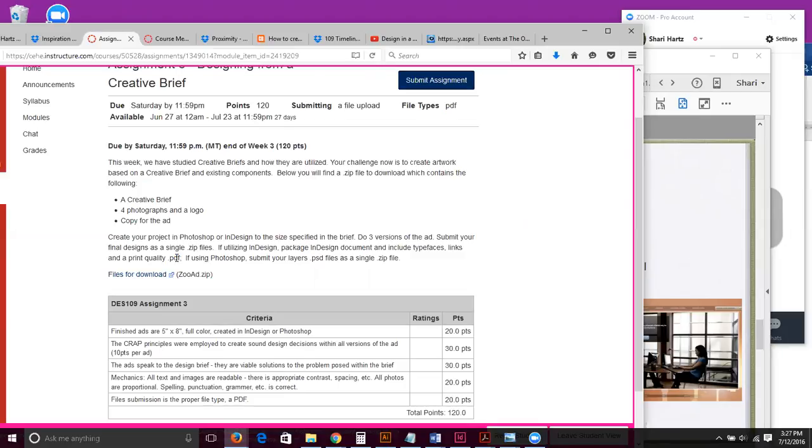If you want to zip it and package it, because they say they want it zipped, zip it. So package it, then zip it. And if you can give me a separate PDF, that would be cool. If you can't, it's all good. I'll figure that out. As long as you have that zipped, you're going to get the points for that. With Photoshop, submit your layers as PSD files and then zip it.